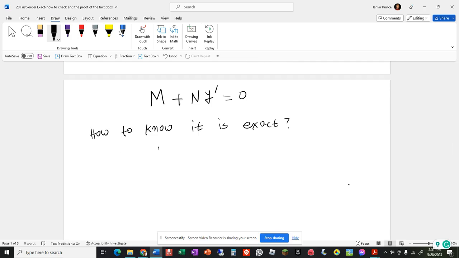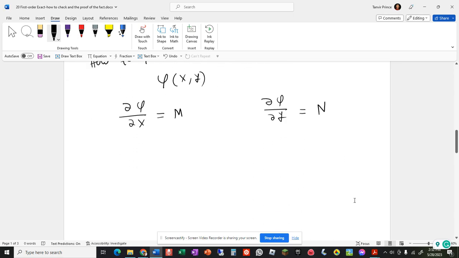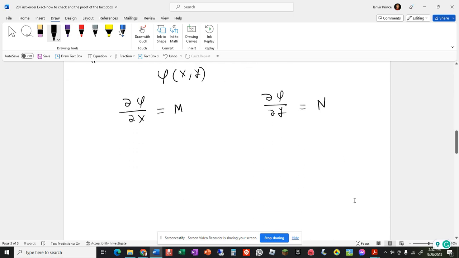Exact means there exists a function phi so that the partial of phi with respect to x, I will get m, and the partial of phi with respect to y, I get n. So let's first assume that it is exact. So such a phi exists. If it is exact, by definition, such a phi exists. So I have these two equations here. So let's do some simple algebra.